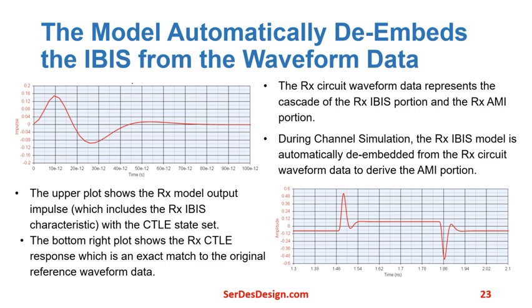The upper plot shows the Rx model output impulse, which includes the Rx IBIS characteristic for a specific CTLE state. The bottom right plot shows the Rx CTLE response, which is an exact match to the original reference waveform data. The Rx CTLE waveform data represents the cascade of the Rx IBIS portion and the Rx AMI CTLE portion. During channel simulation, the Rx IBIS model is automatically de-embedded from the Rx circuit CTLE waveform data to derive the Rx AMI CTLE portion.